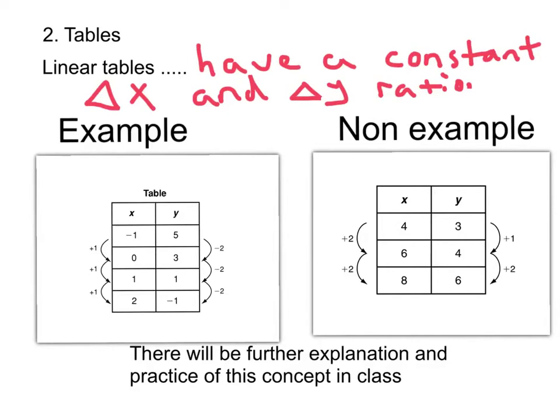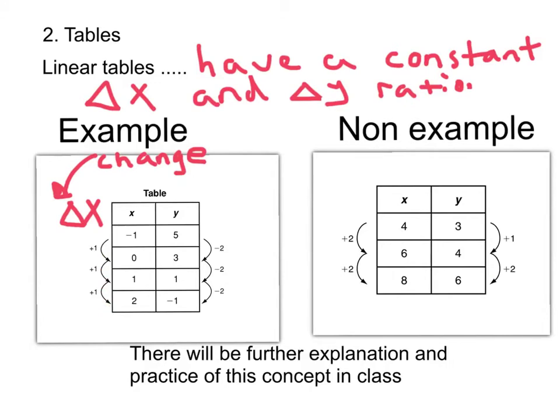The delta x is always the change between the x values. That triangle means change. It's the Greek symbol delta, and delta means change. So delta x. We're trying to figure out what the change between our x values is. So that's why we make those little arrows, and we jump, and we say the change between -1 and 0 is +1. Between 0 and +1 is a +1. Between 1 and 2 is a +1.